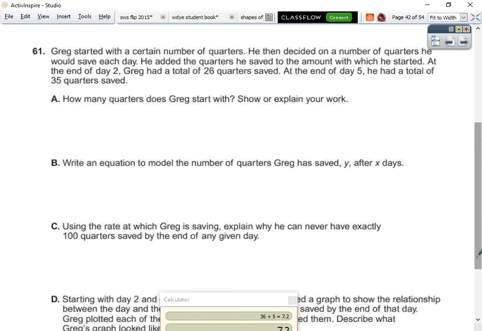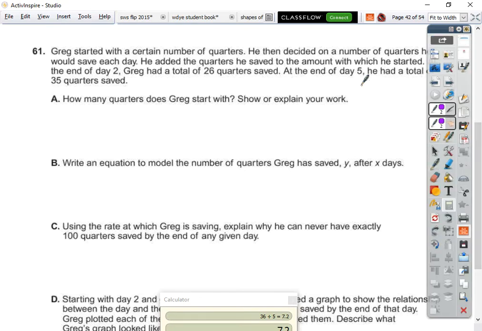So I'm just going to write this down really quickly. So at day 2, I had 26 quarters. At the end of day 5, he had a total of 35 quarters, which meant I saved 9 quarters in 3 days, which means for my slope, 9 over 3 is 3. So that means I'm saving 3 quarters every day.